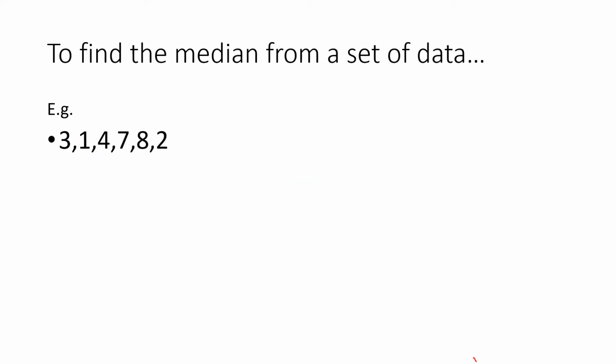So in this set of data, you'll see we have an even number of numbers. So what are we going to do here? Well, if we carry on as before and rewrite these in numerical order to start off with, we have 1, 2, 3, 4, 7 and 8.